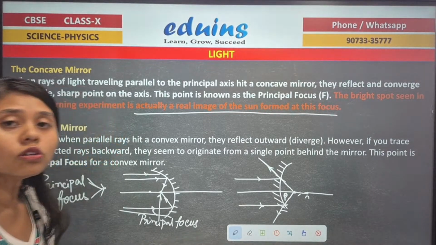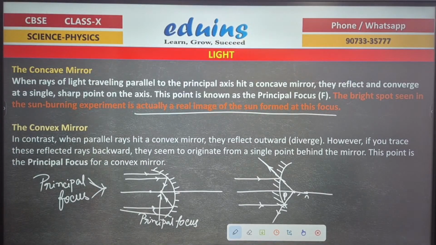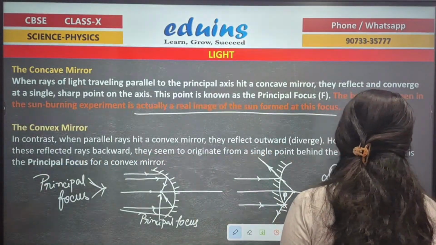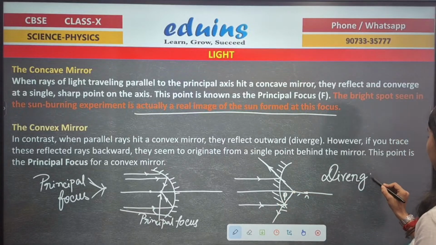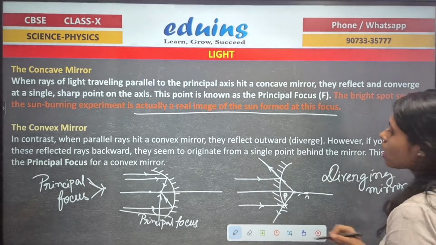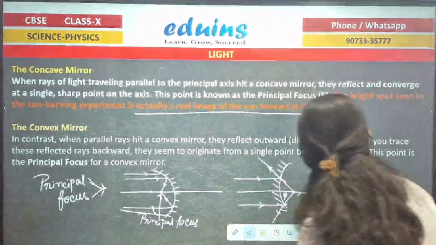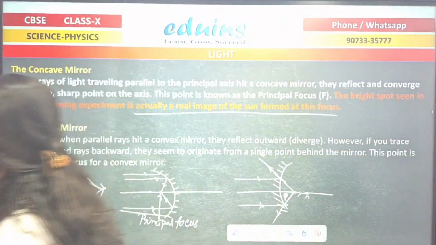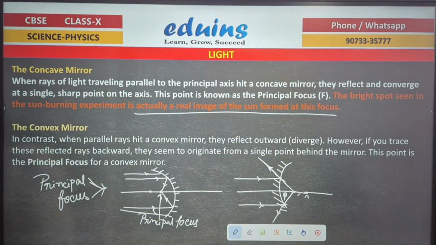So, there are two kinds of definition of principal focus, one for concave mirror and one for convex mirror. So, this is the diverging mirror because the rays diverge. And this is the converging mirror. So, these are important questions. Which mirror is known as the diverging mirror and which mirror is known as the converging mirror. Okay.